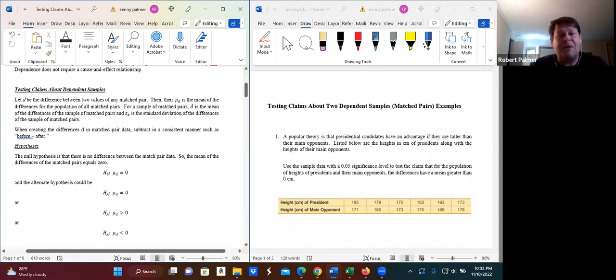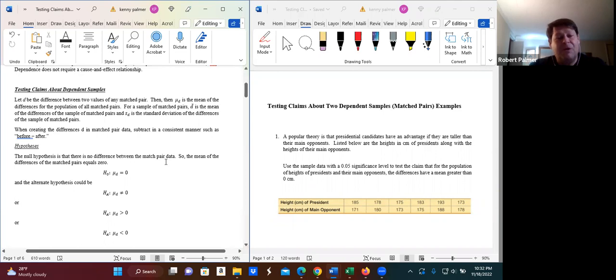For a sample of matched pairs, d bar is the mean of the differences of the sample of matched pairs, and s d is the standard deviation of these differences. We create the differences d in matched pair data by subtracting in a consistent manner, such as, if we have before and after data, subtracting before from after, or the other way around. And we'll see some examples which will make this more clear.